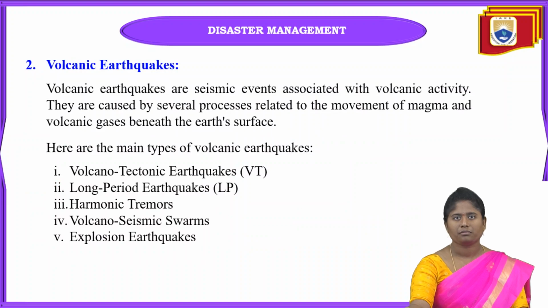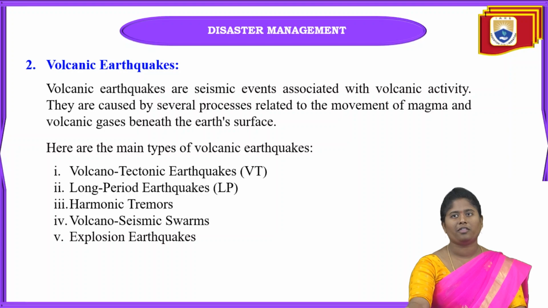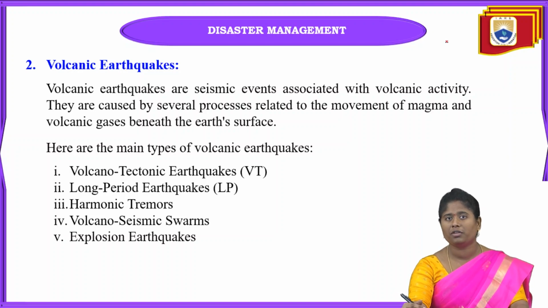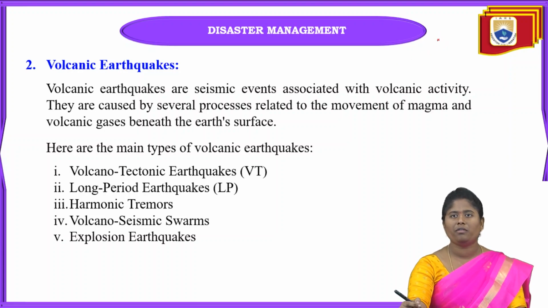Coming to the next one, after completion of the tectonic earthquakes in the classification based on causes, next one is volcanic earthquakes. Due to volcanoes also, these earthquakes can occur. How do these occur and what are the main types? You can see here. Mainly they are caused by various processes related to the overall movement of magma and volcanic gases present below the earth's surface.